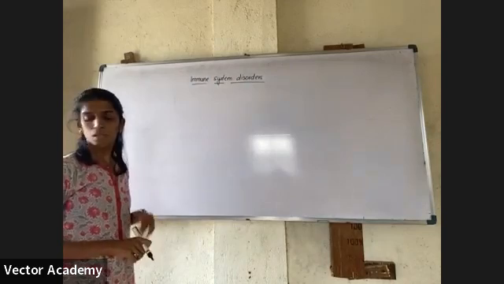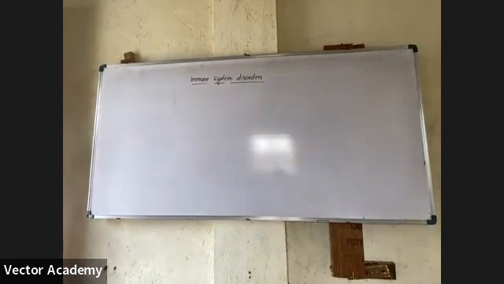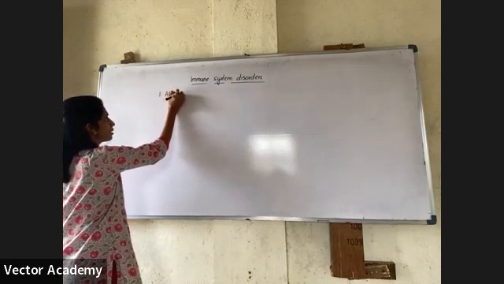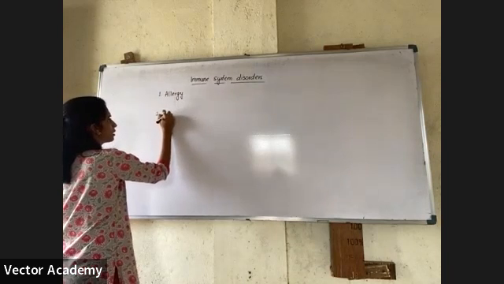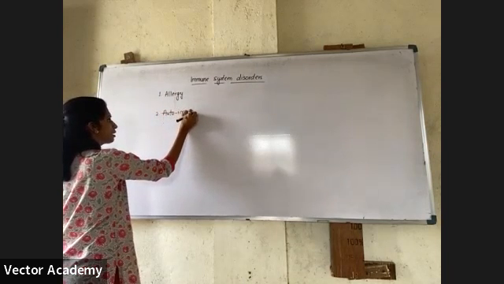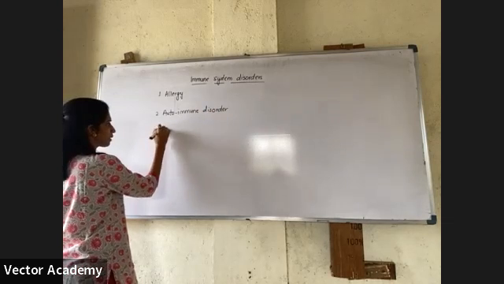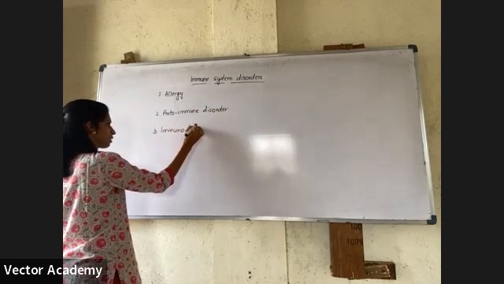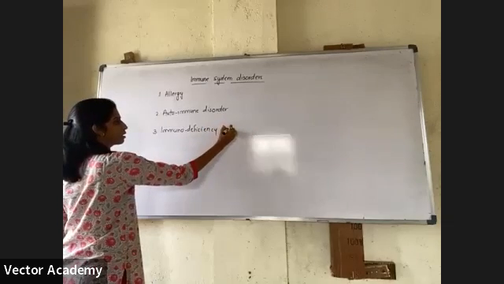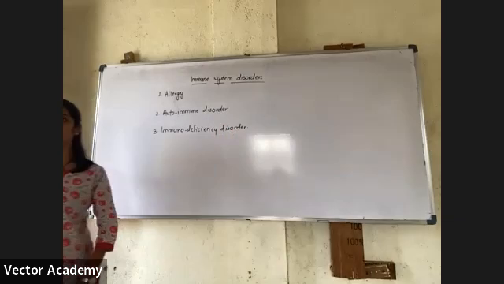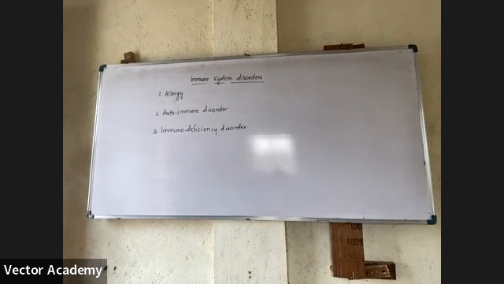So, immune system disorders. There are three disorders we are going to talk about. First is allergy. Autoimmune disorder. These are the three types of disorders we are going to talk about. So, first let's talk about the allergy.